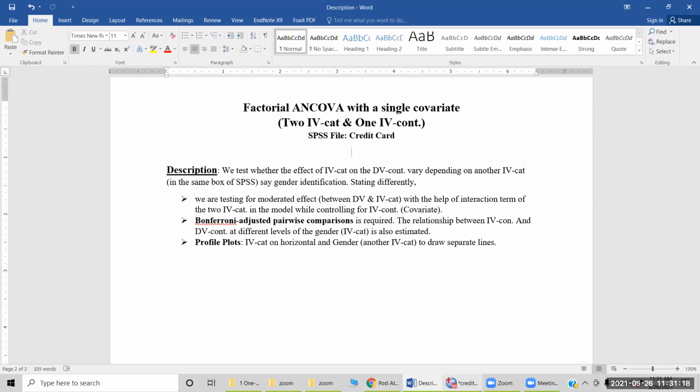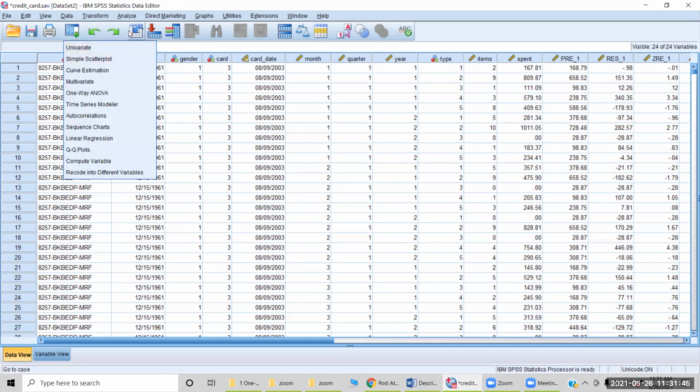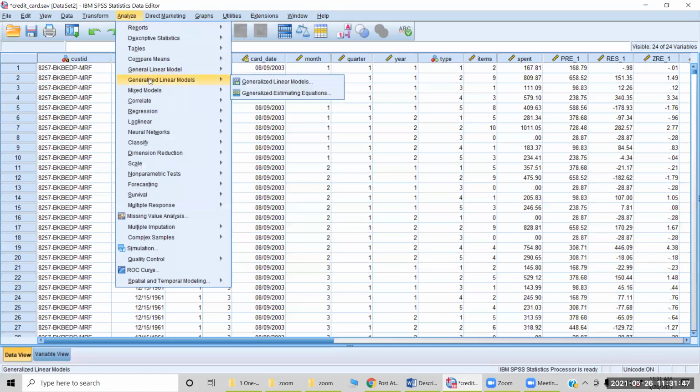Let me show the data file which we are using for today's analysis of factorial ANCOVA. It is credit card, and this data file is available in SPSS. You can easily use this file from your program files on the C drive. Well, we are using it, and to run factorial ANCOVA we use Analyze, then General Linear Model, Univariate.